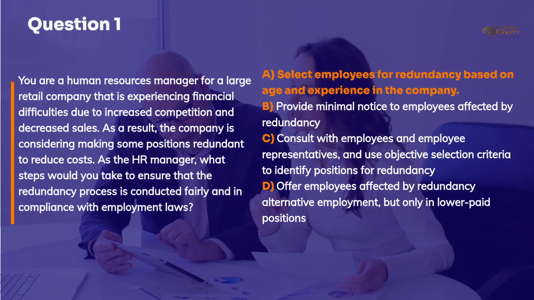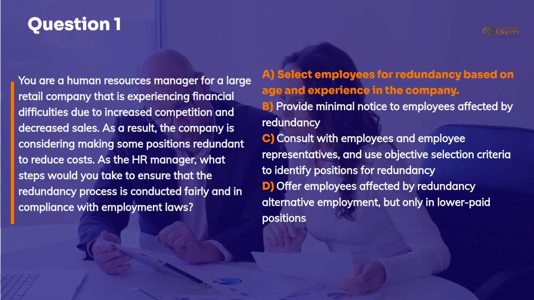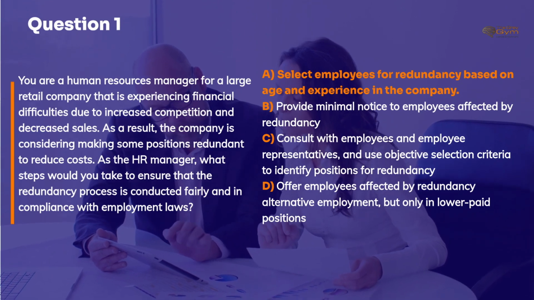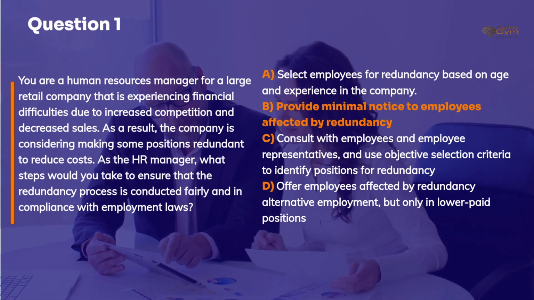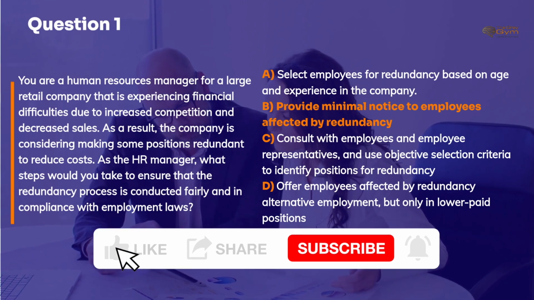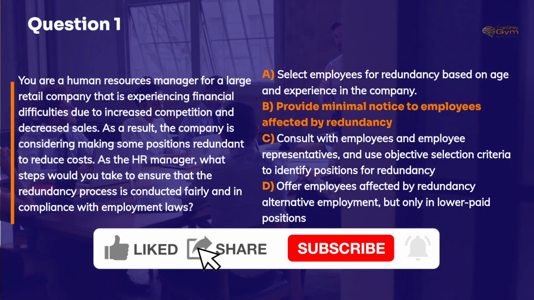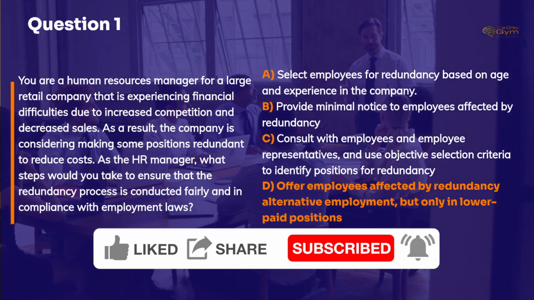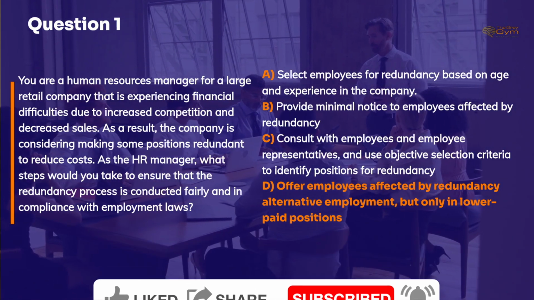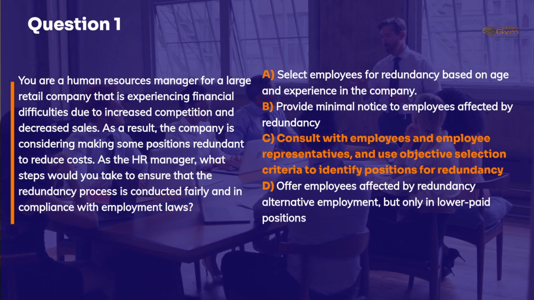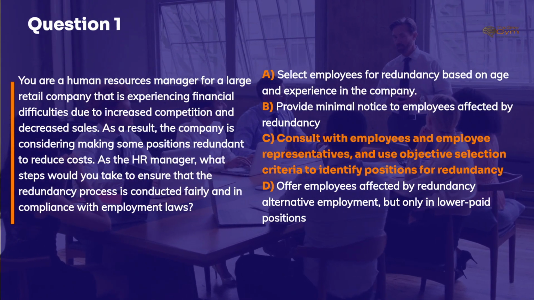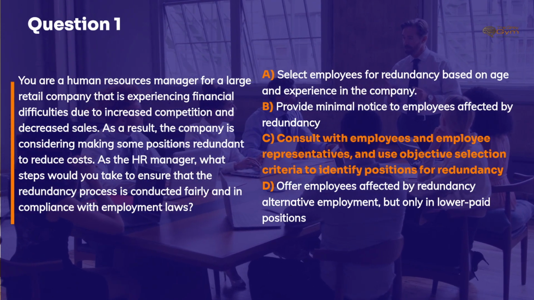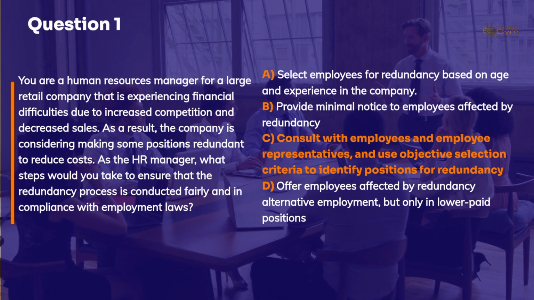Selecting employees based on age and experience, A, is unethical and could lead to legal issues for the company. Providing minimal notice, B, is also unethical and could violate employment laws. Offering employees only lower-paid positions, D, is unfair and could lead to demotivation and low morale. By consulting with employees and using objective selection criteria, the HR manager can ensure that the redundancy process is conducted fairly and in compliance with employment laws. Therefore, the answer is option C.